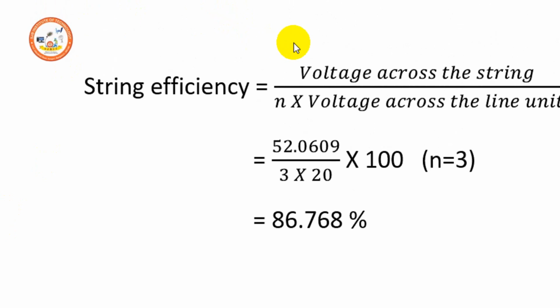Once we find the total voltage drop, it is easy to find the string efficiency. We know that string efficiency is given by the formula: voltage across the string divided by n times the voltage across the line unit. Here the voltage across the string is the total voltage we just found, 52.0609, divided by n, the number of insulators in the string, which is equal to 3, times the voltage across the line unit, which is 20. On simplification, we get the string efficiency as 86.768%.